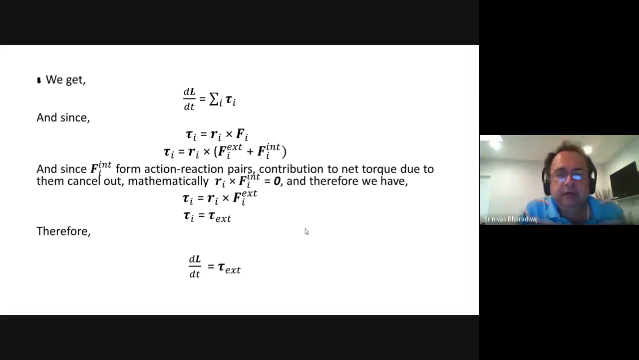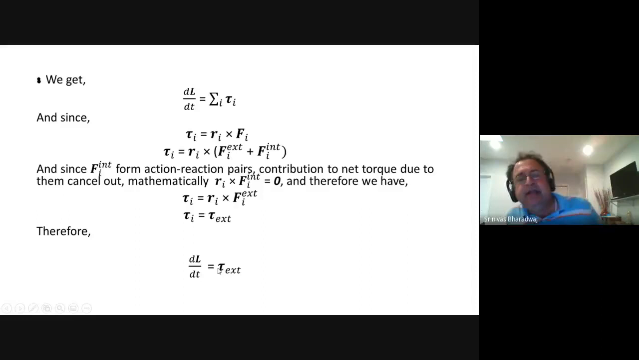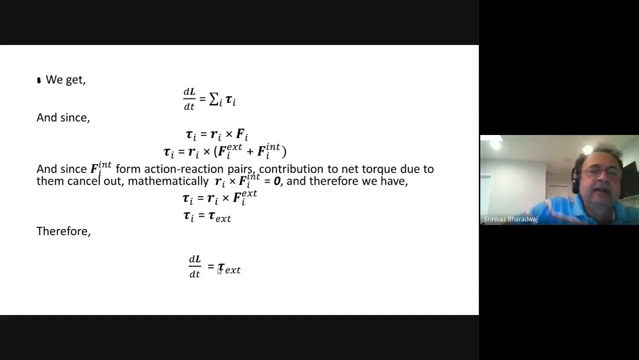So the fundamental equivalent of Newton's second law is the last line here, dL by dt equals tau ext. Okay. Now, you all know Newton's second law as dp by dt equals F ext, right? Similarly, dL by dt equals tau ext means that the rate of change of angular momentum is equal to the impressed external torque.